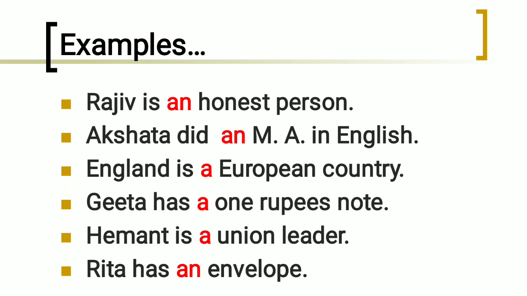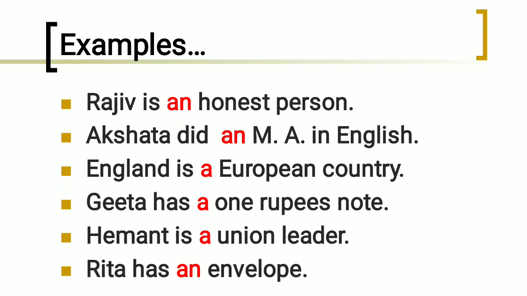European. Remember, if you are solving the examples blindly, because the next word starts with E, and many times teachers told us that whenever the word starts with A, E, I, O, U, you have to put an. But this is not applicable here. Remember, you have to use the articles on the basis of the sound, not on the basis of the alphabets. So here you have to put a, because a consonant sound is there. This is not a vowel sound. So England is a European country.